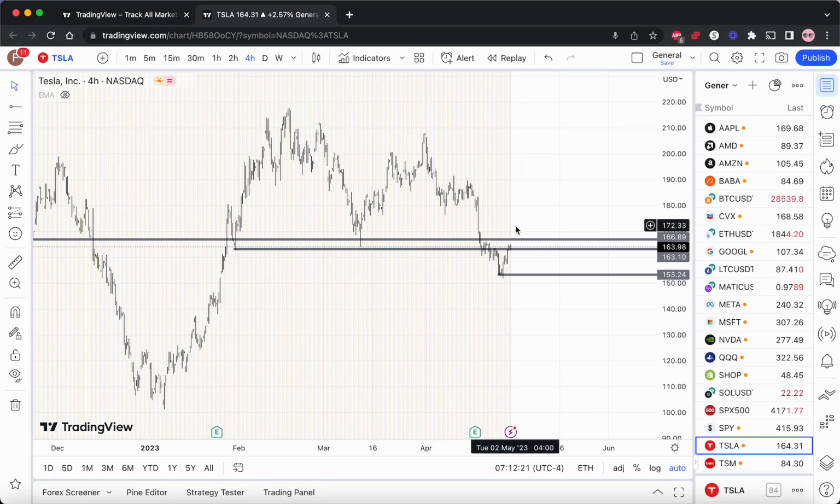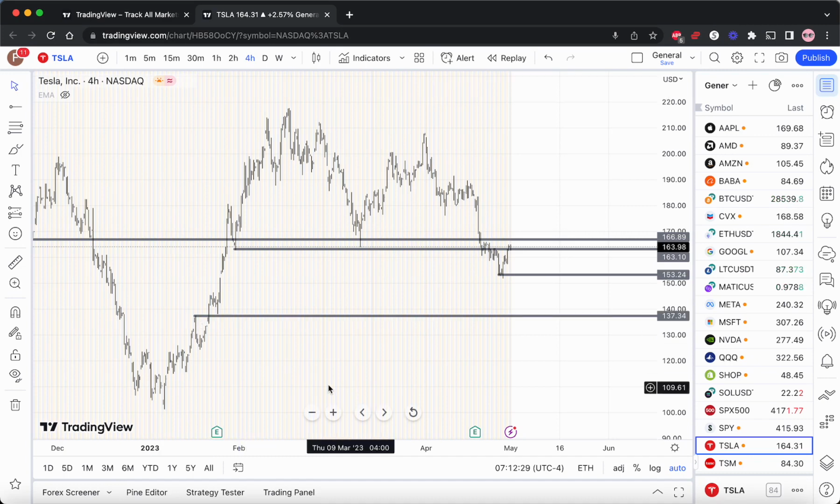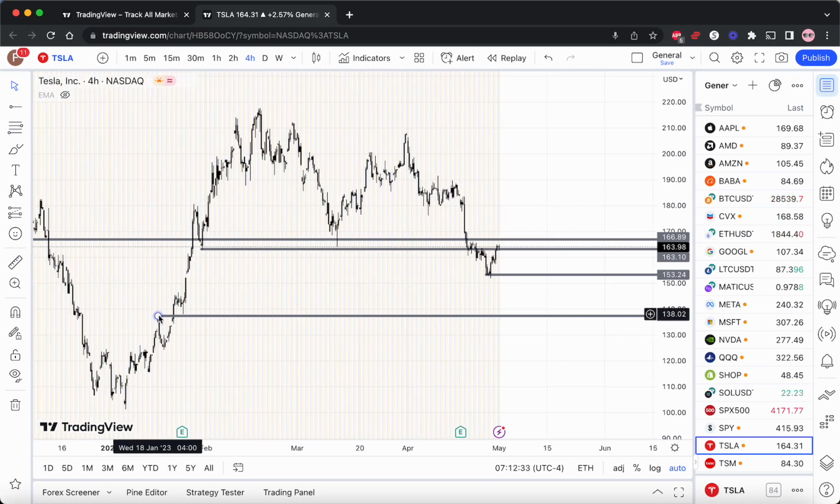And if it loses the 153 area, then I think we can see a fast move down at least until the 137 area. The reason is we saw again 137 is a level of interest here, was a level of interest here, and then again it proved as a support back in Jan. So this could be my first profit target, and this could be my second profit target.